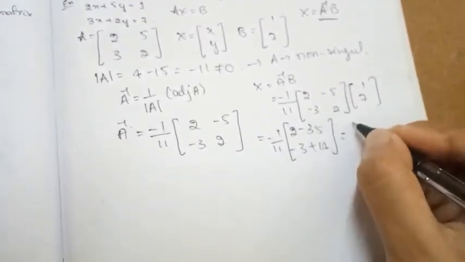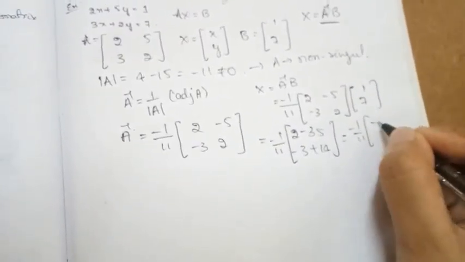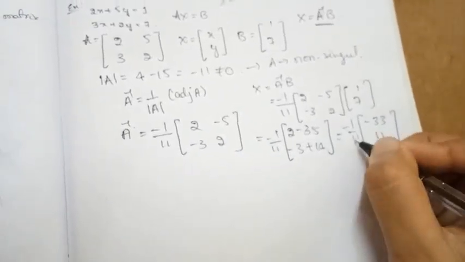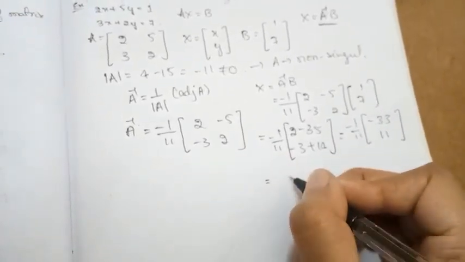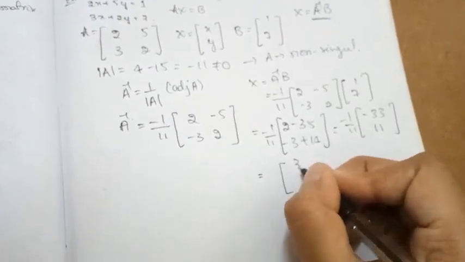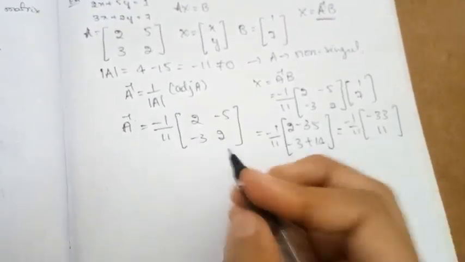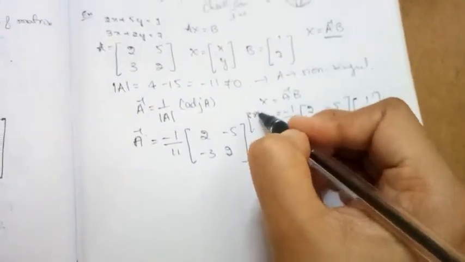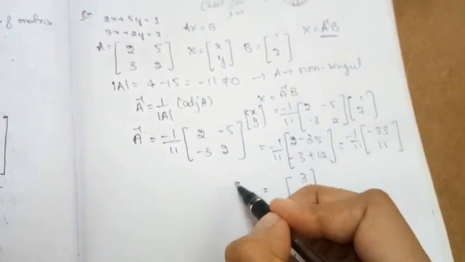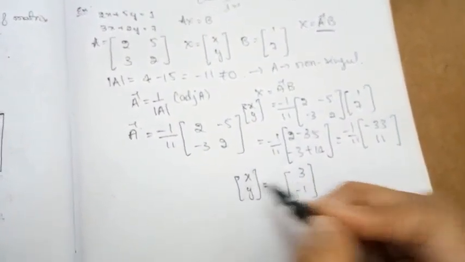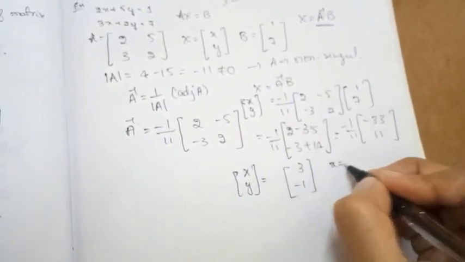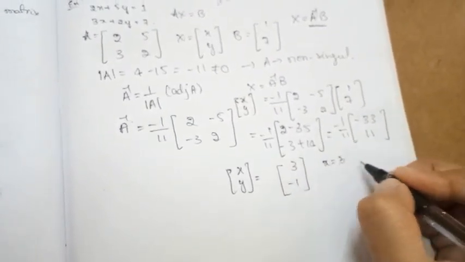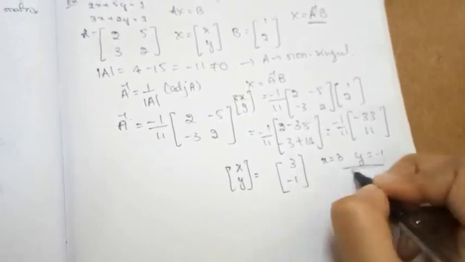So what we get here is minus 1 by 11 times minus 33 and 11. If you multiply this to both elements, the first element is 3 and the second element is minus 1. On the left-hand side we have X, which is our matrix x, y. By the equality of matrices, we can equate the corresponding elements. So the value of x is equal to 3, and y is equal to minus 1.